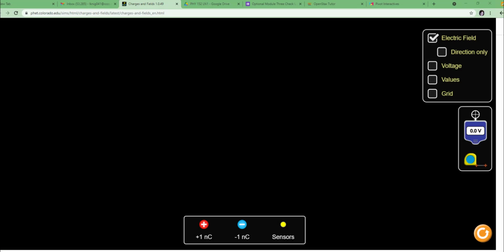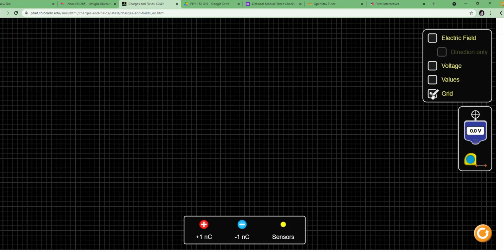All right, in this activity, you're going to be looking at the relationship between electric field and distance from a charged particle. So the first thing you're going to do is untick the electric field box, and tick the grid box. Then you're going to place a positive charge somewhere on the left side of the screen.